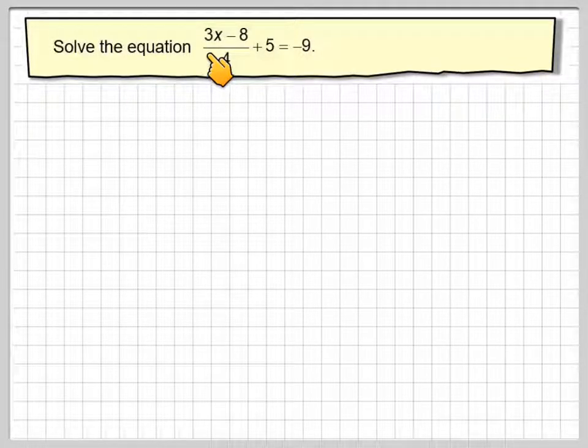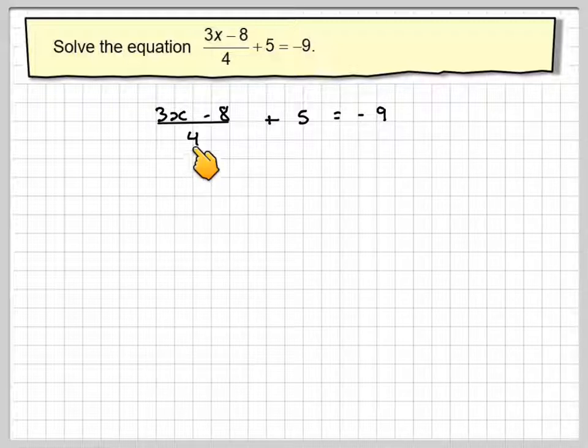Solve the equation (3x - 8)/4 + 5 = -9. Right, writing out the equation, you've got to be careful that you don't try to multiply it by 4 first because of this plus 5. So the way to solve this is to first of all look at plus 5.